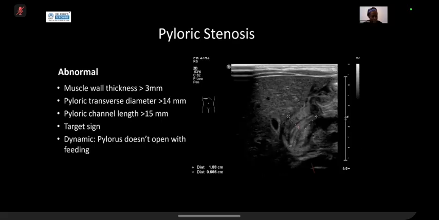And then this is another case to show you the thickened muscle wall. This is slightly over-measured, but it's probably about 5 millimeters and 18 millimeters.